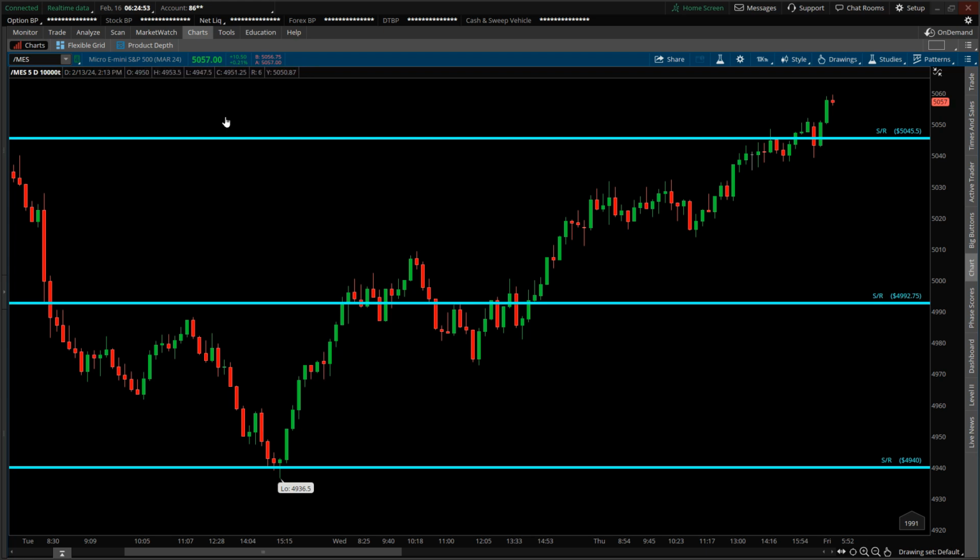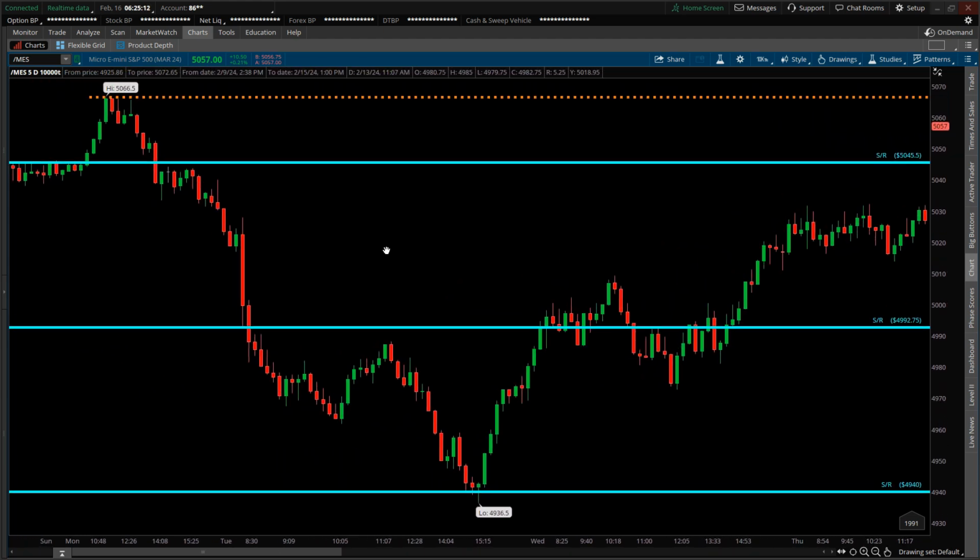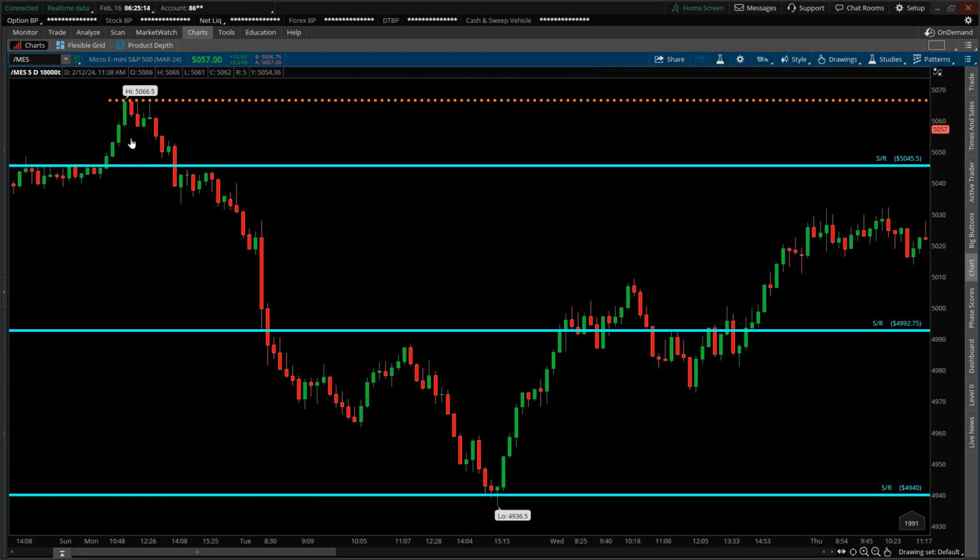And as of the time of this recording, the spot price for the S&P 500 is 5,057. And since the futures market started trading last night at 6 p.m. Eastern, it's currently up 10 handles. So this is the 7-day look back. And just going back earlier this week, the S&P 500 hit a high of 5,066 and a half.